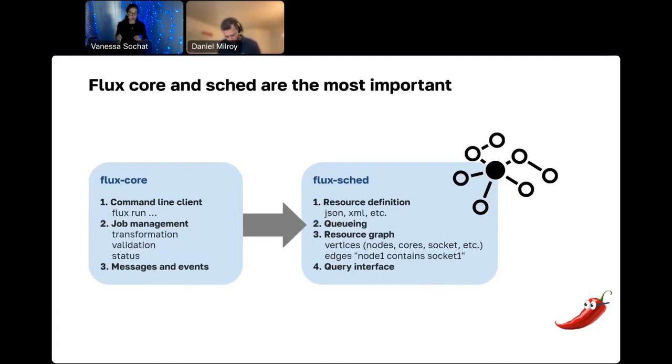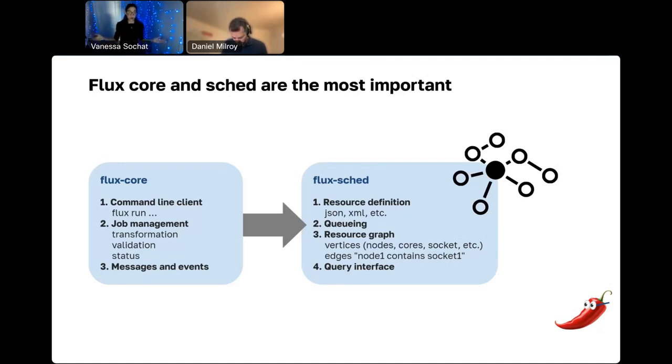Now, Flux Core is also responsible for job management. So when you flux submit your job, there are steps to transform the job in different ways, to validate it. You may want to get a status. That is all living in Flux Core. It's this central hub. This also means that's where messages and events are primarily located. So Flux Core is going to be sending and receiving messages to other components.